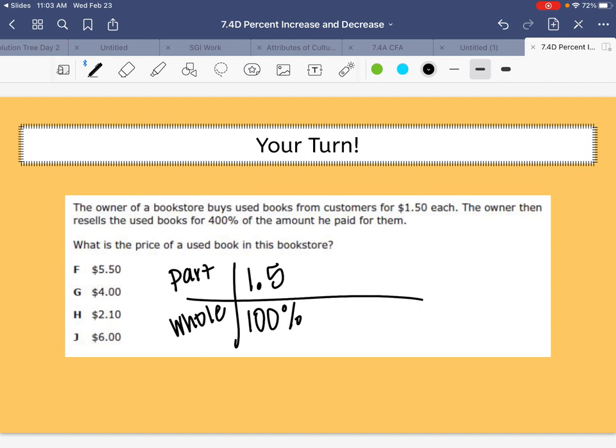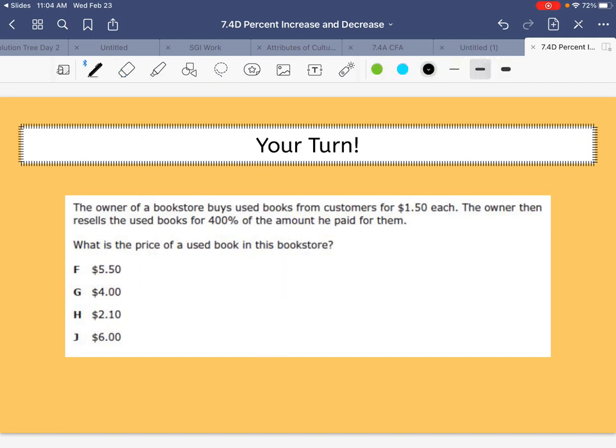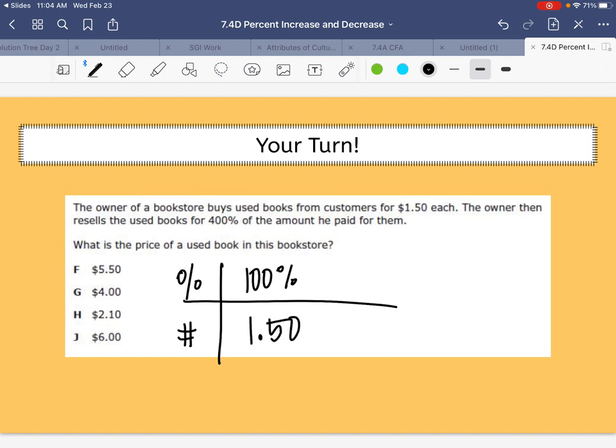Actually, I'm going to set this up a different way real quick. If I am comparing percents to the number values, I know that 100% is the same as the $1.50 that he paid. But he resells them for 400% of the amount he paid. So if 100% is $1.50, then what would 400% be?